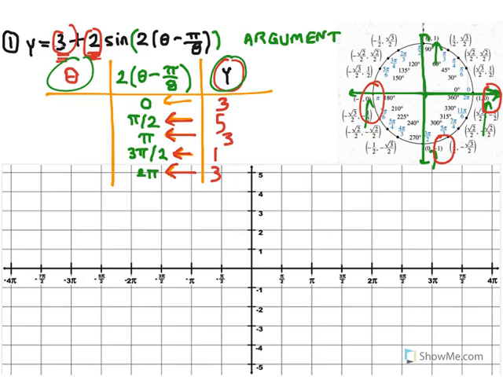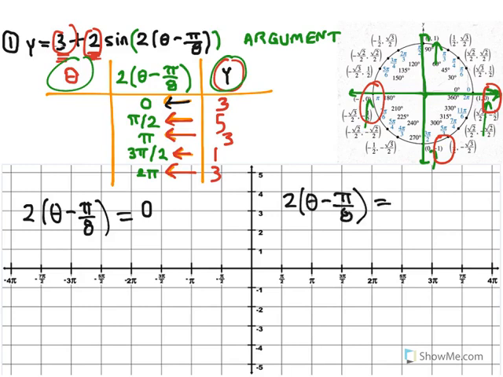All you have to do is take 2 times theta minus pi over 8, which is your argument, and you're setting that equal to 0 in the first case. You're setting that equal to pi over 2 for the second row. You're setting it equal to pi for the third row. You're setting it equal to 3 pi over 2 for the fourth row and 2 pi for the fifth row. And you need to solve for theta in each of these 5 equations. But actually you can do about 3 of them, notice a pattern, and then apply the pattern to figure out what the inputs should be for the fourth and the fifth rows.